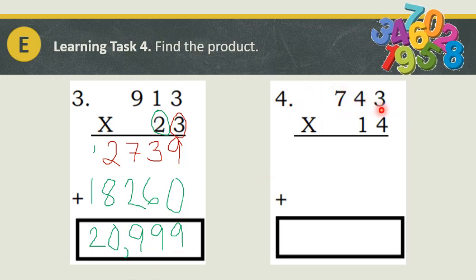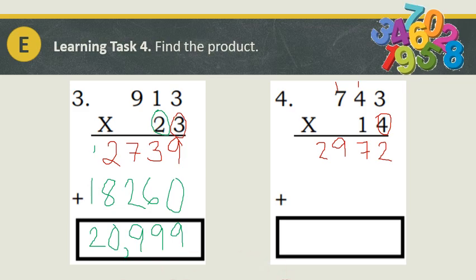Next, for number 4. 743 times 14. Doon tayo sa 1 ulit. Sa 4 muna tayo magsisimula mag-multiply. 4 times 3 is 12. Carry 1. Then, 4 times 4 is 16 plus 1 is 17. So, 7. Then, carry 1. 7 times 4 is 28 plus 1 is 29.